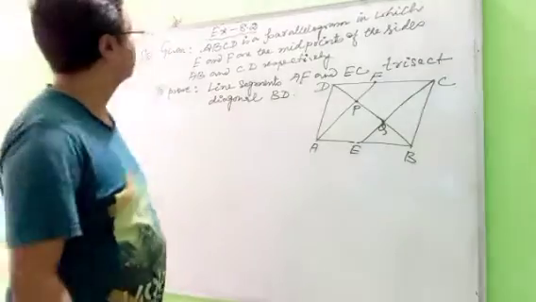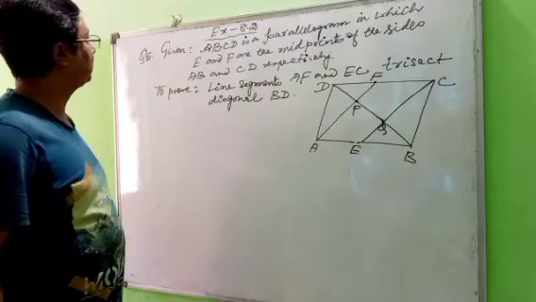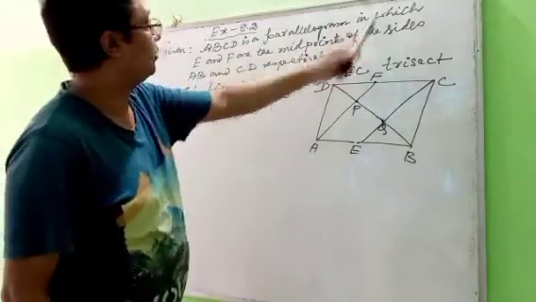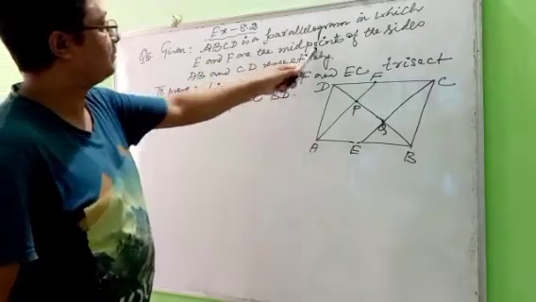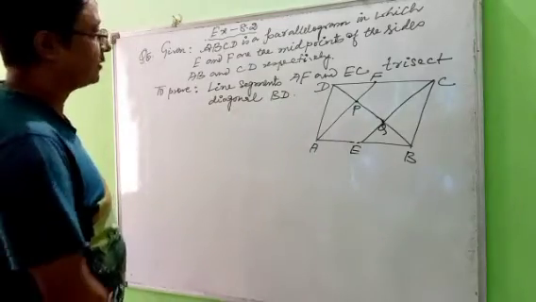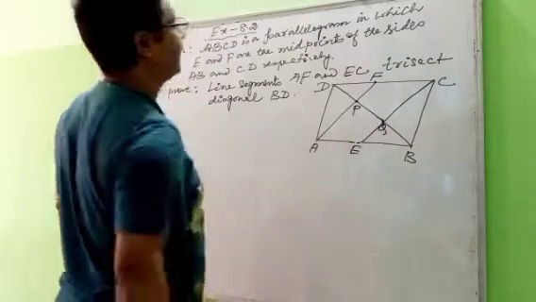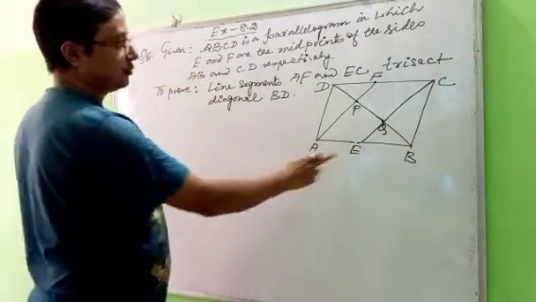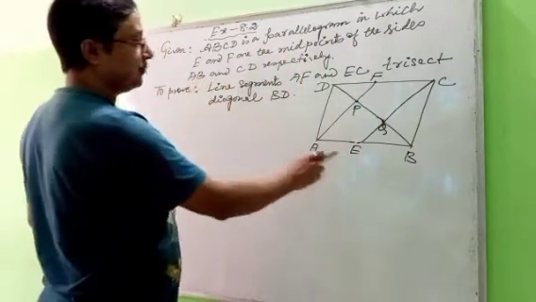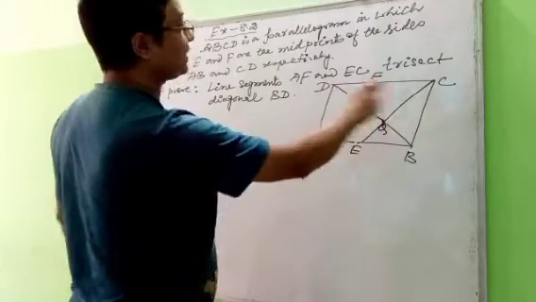Good morning, children. So today, exercise 8.2, question number 5. It is given that ABCD is a parallelogram in which E and F are the midpoints of the sides AB and CD respectively. So the given figure is a parallelogram ABCD, and then the points E and F. E is the midpoint of AB, and F is the midpoint of CD.